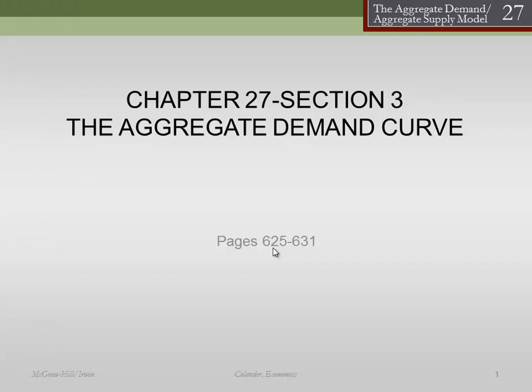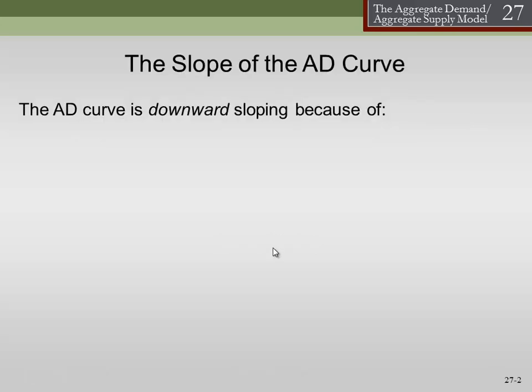And in section 3 we're going to develop the aggregate demand curve. So if from the previous part you weren't quite sure what the aggregate demand curve was all about, that's okay, because that's what this section's about. So the aggregate demand curve is downward sloping.